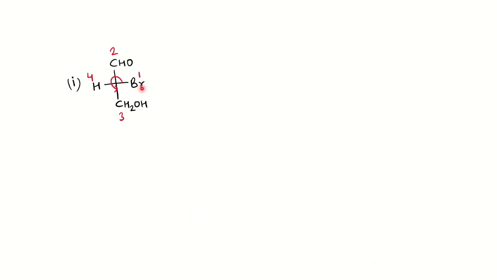As I told you, we have to prioritize. Bromine, we know, is number 1 because of the highest atomic number, and hydrogen has the lowest atomic number, so it will be given 4. We have to decide between the two carbons bearing similar identical atoms. As I told you, when you have a double bond or triple bond, since you have an aldehyde, C double bond O, what does it mean?